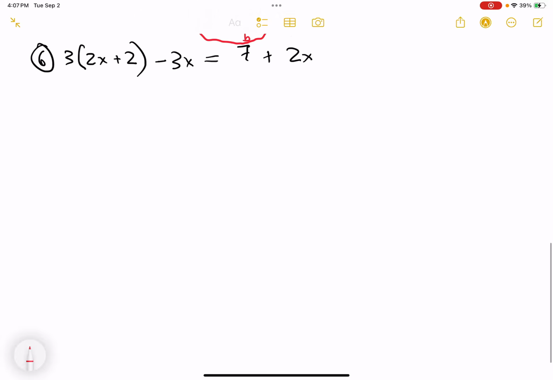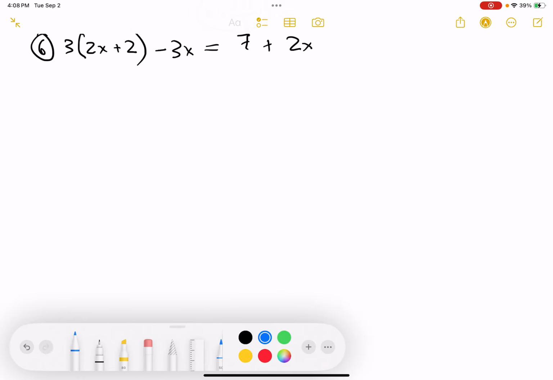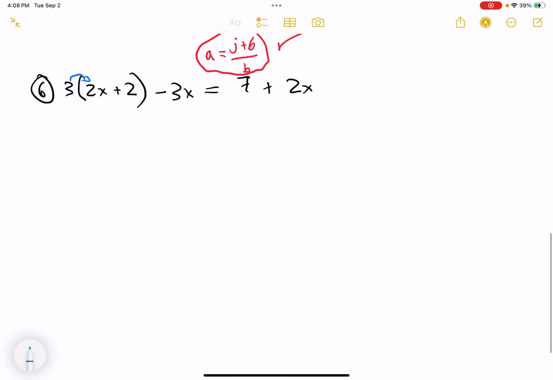Okay, our final one. This one's complicated. It's ugly. Let's do it one step at a time. First things first, I want to crack the egg, right? I want to do the distributive property. 3 times 2x is 6x. Plus 3 times 2 is 6. Minus 3x equals 7 plus 2x.